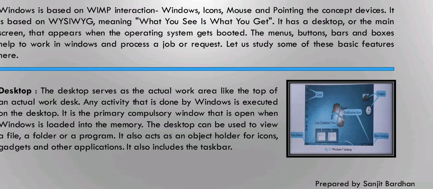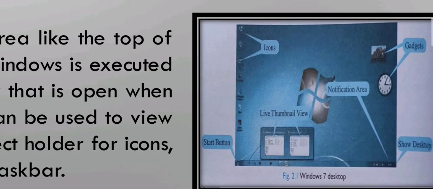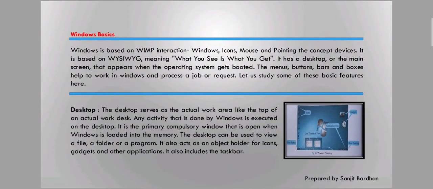It also includes the taskbar. Here you can see the image. The desktop contains the icons and gadgets, taskbar, notification area, and live thumbnails. That means these programs are currently open on the computer, that's why they show on the taskbar. These are the main features of the desktop.